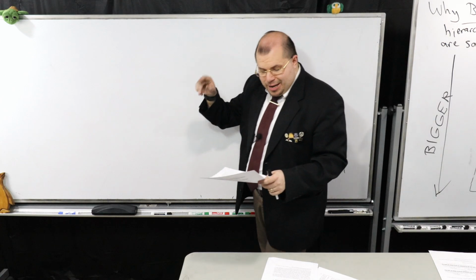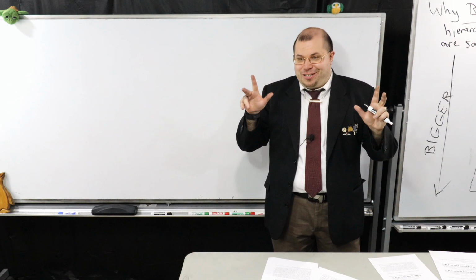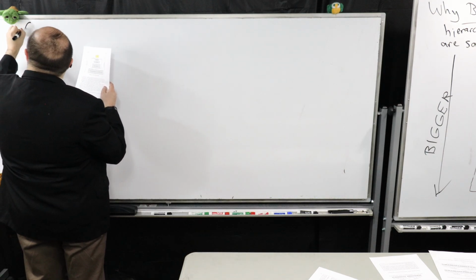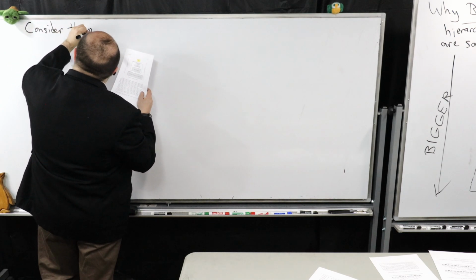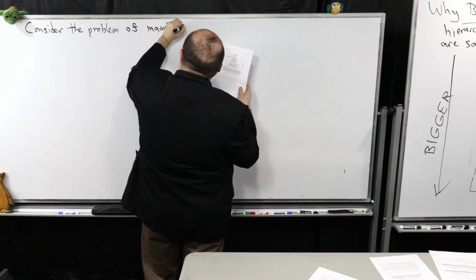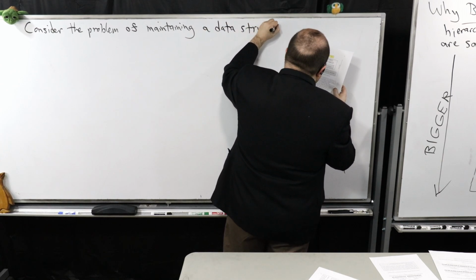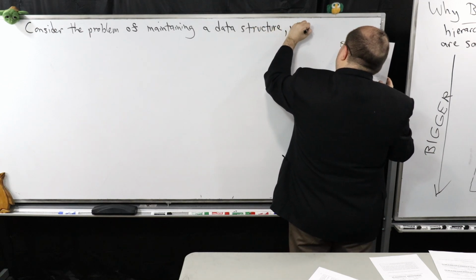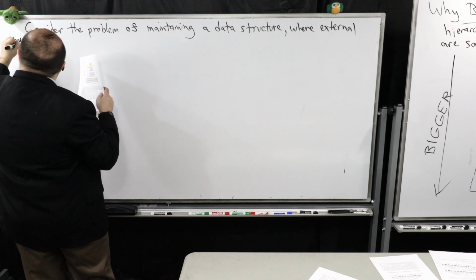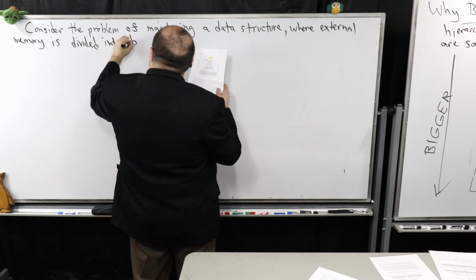So the first thing I really want to touch upon is that B trees are ideal for maintaining large collections of data that do not fit into main memory. That's the first thing I want you to be aware of. I want to explain why. So consider the problem of maintaining a data structure where external memory is divided into blocks called disk blocks.